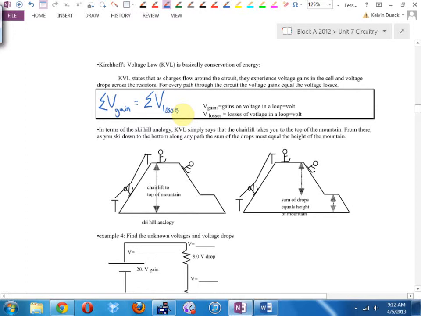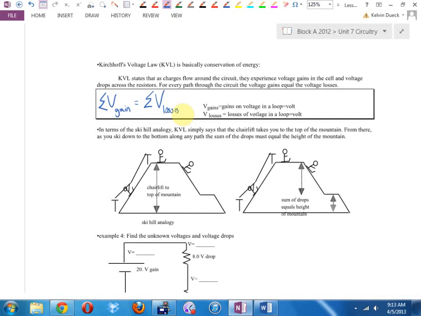In my ski hill analogy, Chelsea, here's what it means. If you end up where you started from, whatever height you gained, you must have lost it to get back to the same height as you started from. Or whatever height you lost, you must have gained it back, chairlift, to get back to the same height that you started from. You can't end up in the same spot on a circuit. If you follow a closed ski hill path and you end up back where you started from, whatever you lost, you must have gained back.